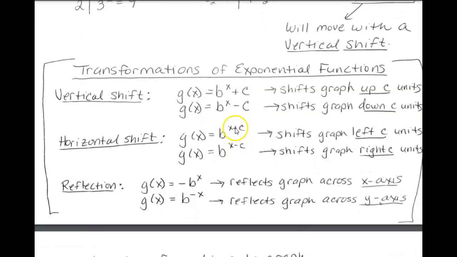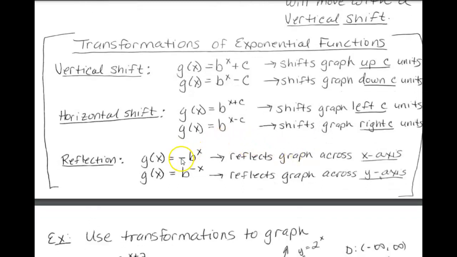Horizontal shifts will be identified by a number being added or subtracted inside the exponent. Typically, a horizontal shift is identified by the adding or subtracting inside the function. In an exponential function, that's identified as being added or subtracted to the power. So in the exponent, if you add c, that's going to shift left c units. And in the exponent, if you subtract c, you're shifting to the right c units. So that's the horizontal shift. Remember, it's always backwards of the sign.